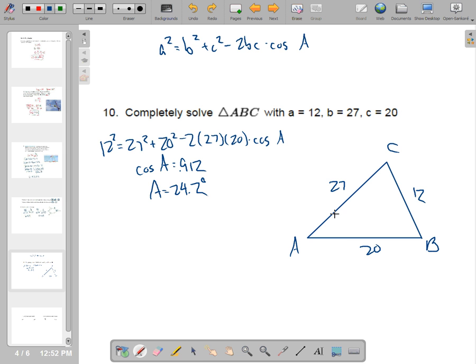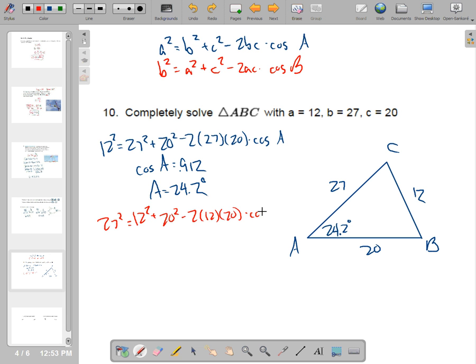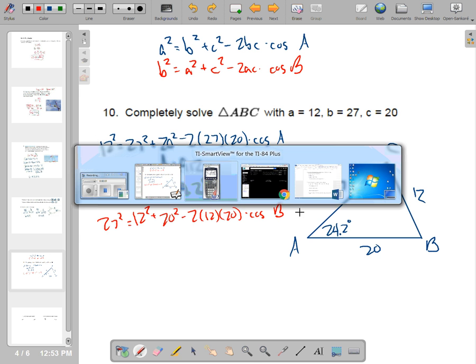Now I have to repeat that process. I know angle A, but I have to repeat that process to get B or C. So I'll do the same thing with B, and B squared is almost the same formula. You just switch the A's and B's, so it's AC cosine B, not AB. So I'm going to do the same thing. B squared is 27 squared equals A squared plus C squared, so 12 squared plus 20 squared minus 2 times 12 times 20 times cosine, now it's angle B. So I do the same steps.